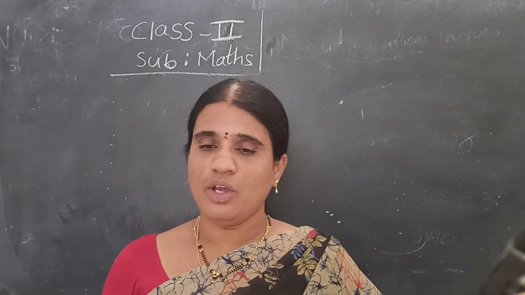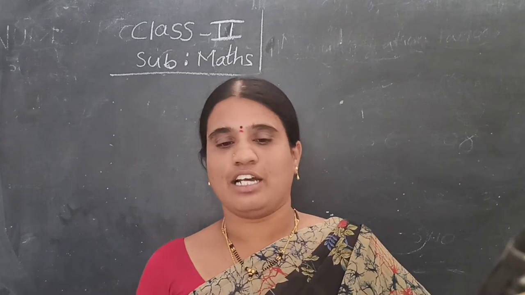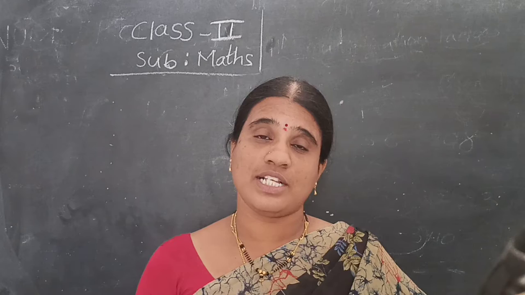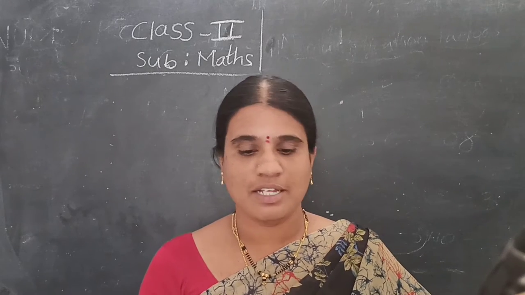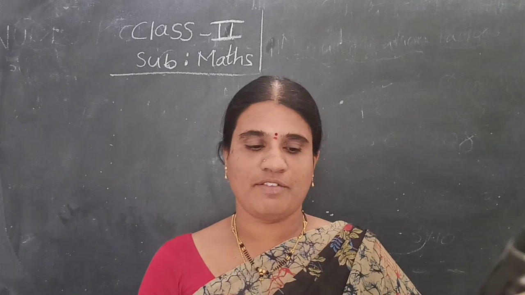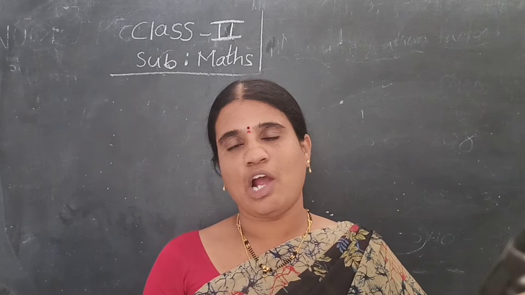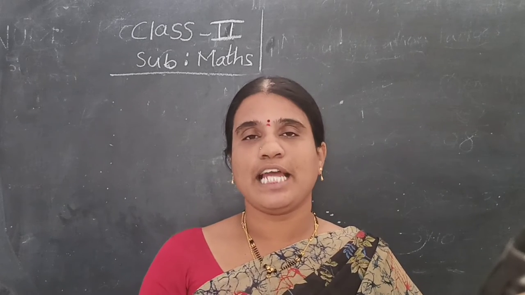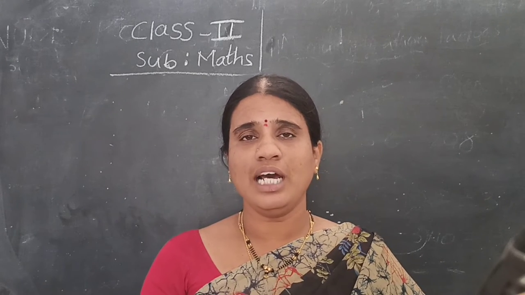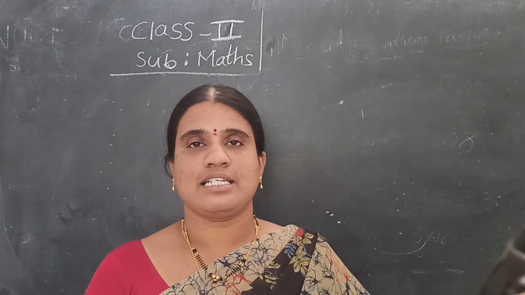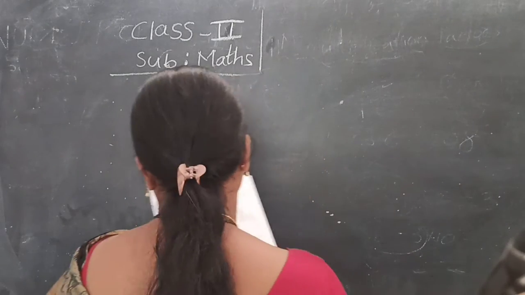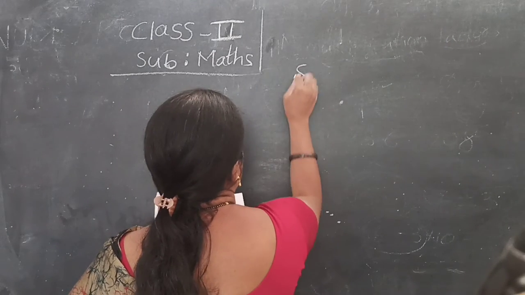Okay. So, in the last class, we learned about subtractions. We learned how to do two digit number subtractions and one digit subtractions in the previous class. Now, today I am going to explain how to do three digit number subtraction. Okay, see now.